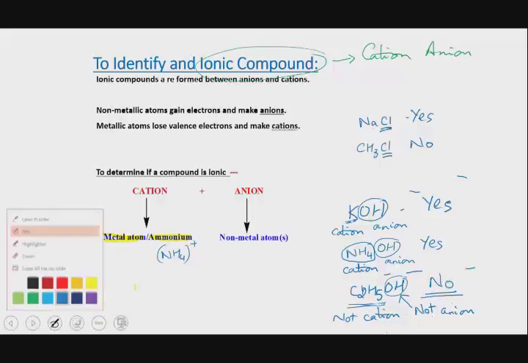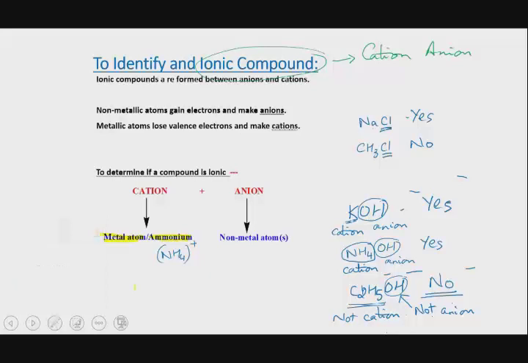So once again, please look for a cation first, because if you can find a cation, there will be an anion. But if there is no cation, there cannot be an anion.